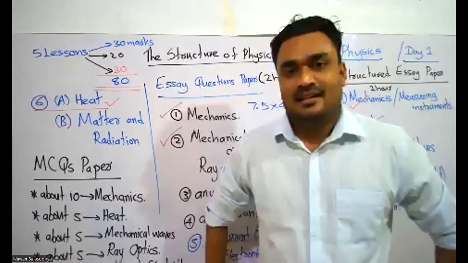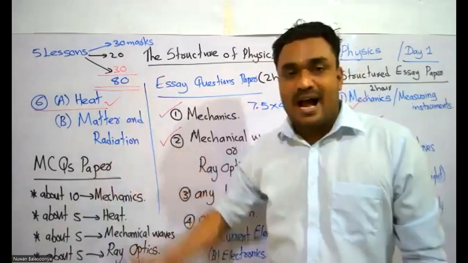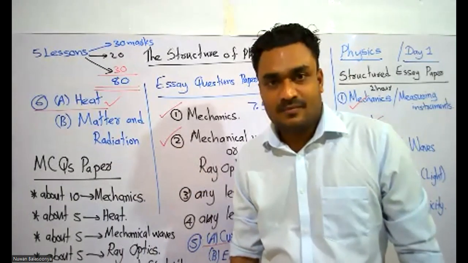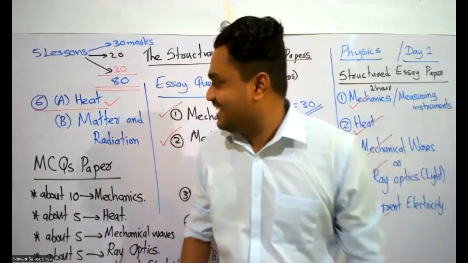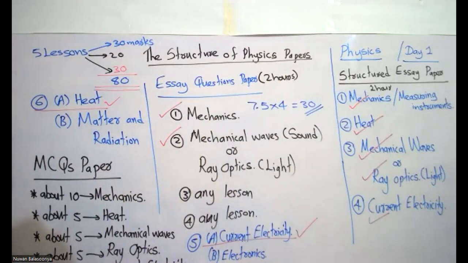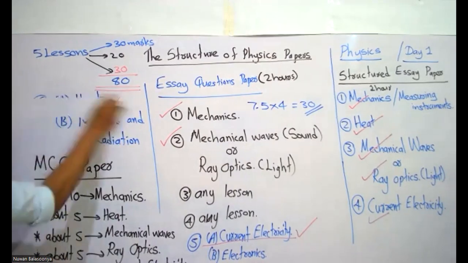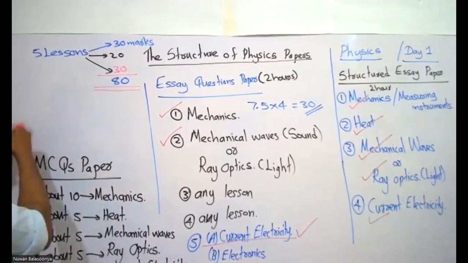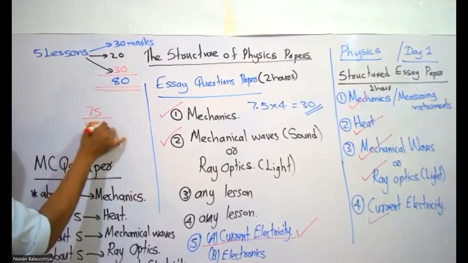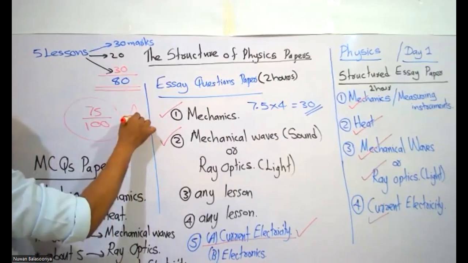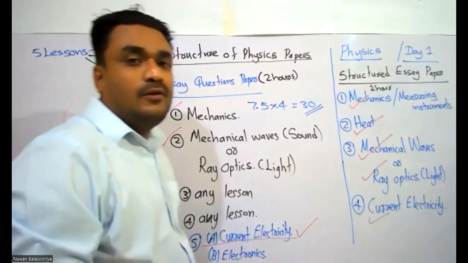So how much do you need to have an A for physics? Don't you know that one? For an A pass, you just need 75 marks out of 100. 75 out of 100 is for an A. So now you can earn 80 only from these 5 lessons.